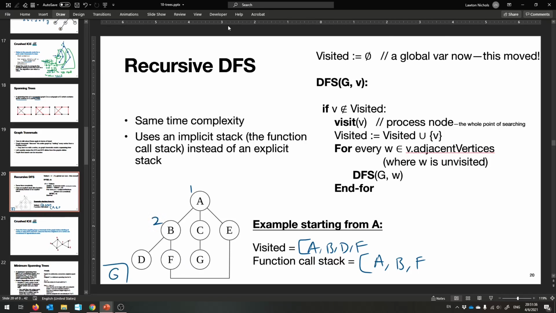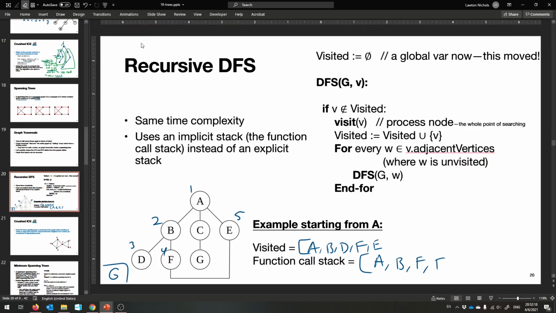I guess it's 1, 2, 3, 4, and then we do F's adjacent vertices, which is dun dun dun. B has already been visited, but E has not. So let's add E to this recursive call. And so we're going to make the recursive call and visit E now. Visit E, add it to the visited set in that order. So now we have 5, and then we can say, okay, what's E's adjacent vertices? F and A, but we've already visited those, so we won't push them. So we're done visiting E.